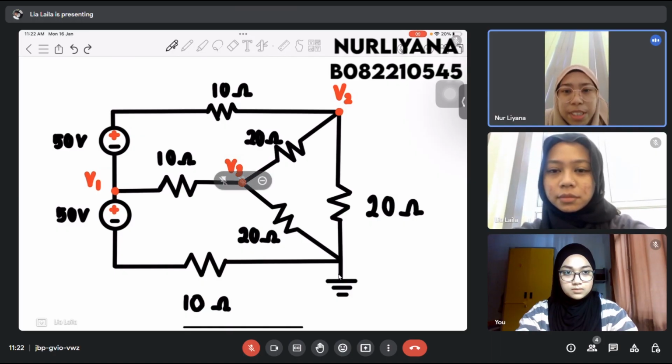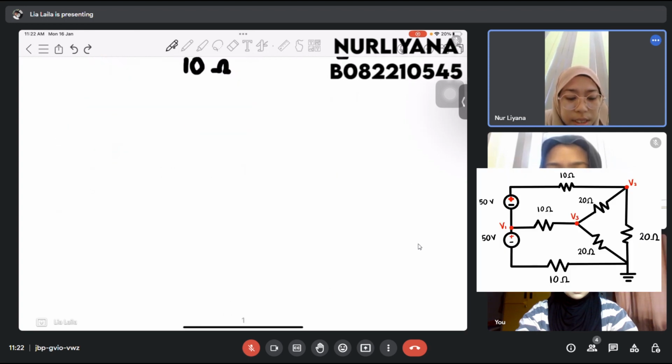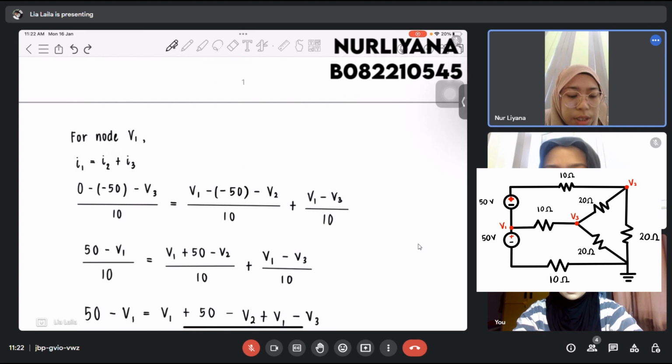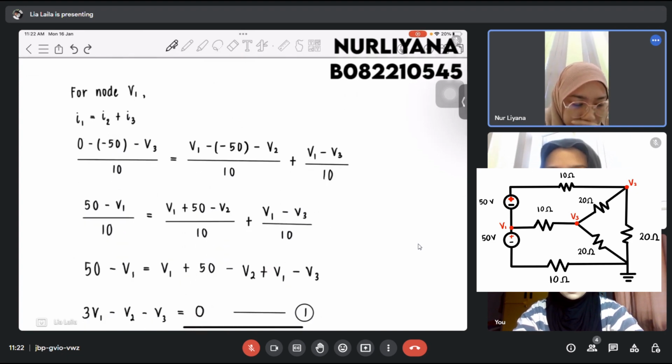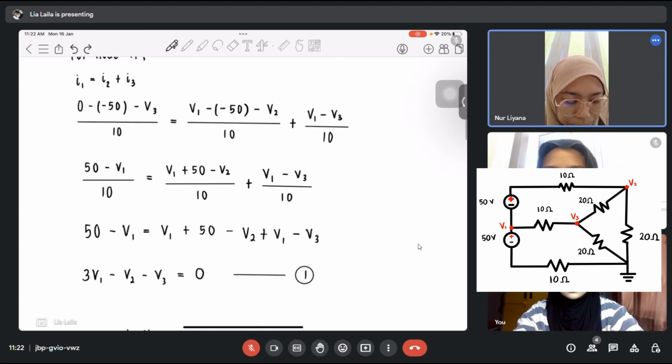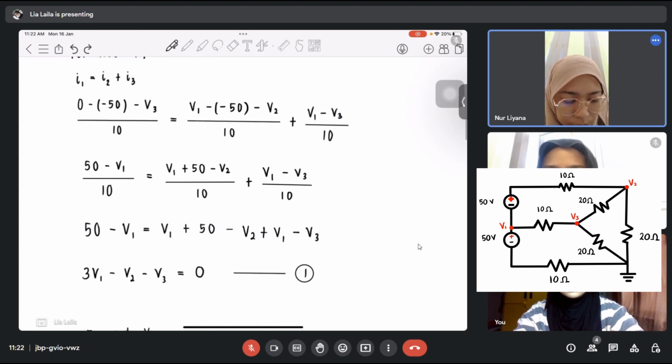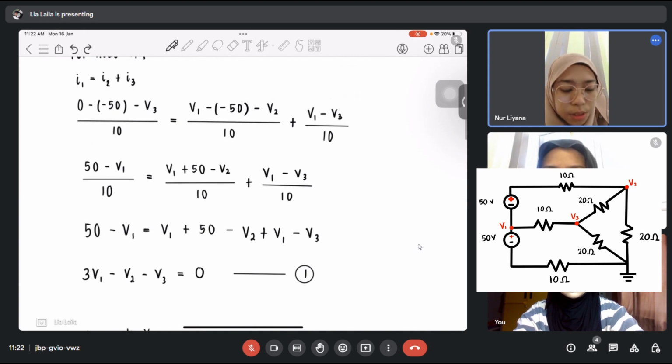Next, we will solve this question. So for node V1, I1 equals I2 plus I3, (0 minus negative 50 minus V3) over 10 equals (V1 minus negative 50 minus V2) over 10 plus (V1 minus V3) over 10, which is (50 minus V1) over 10.